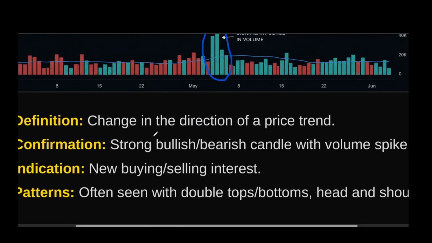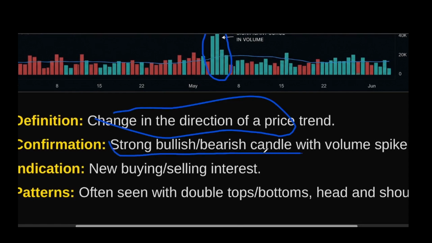Now, change in direction of a price trend. Confirmation: strong bullish or bearish candle with volume spike.